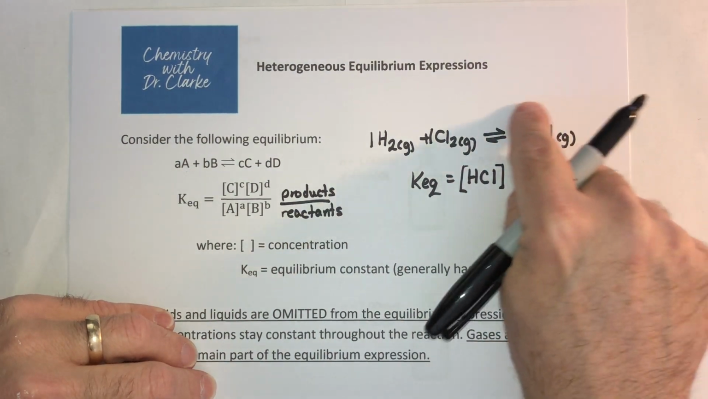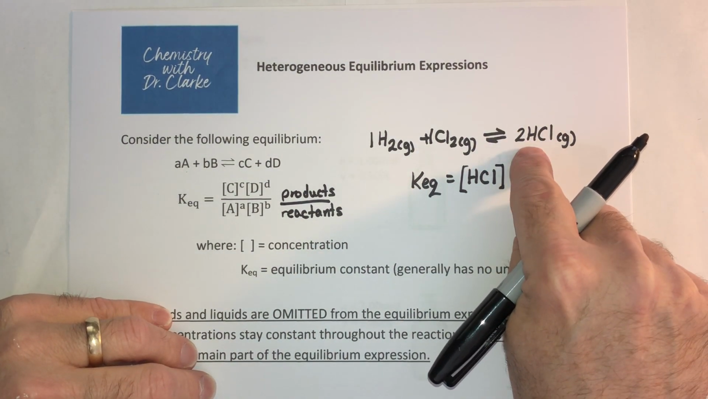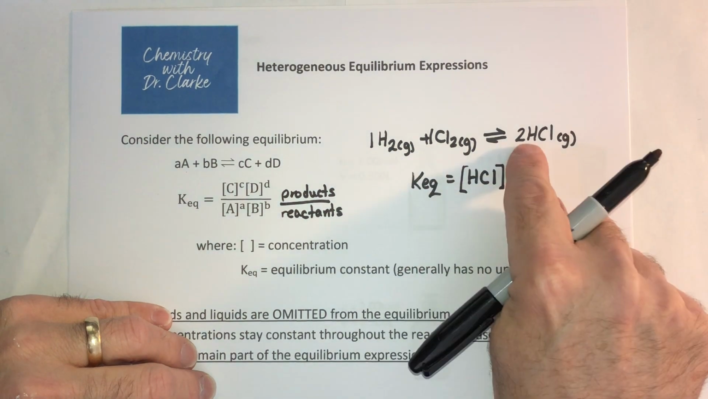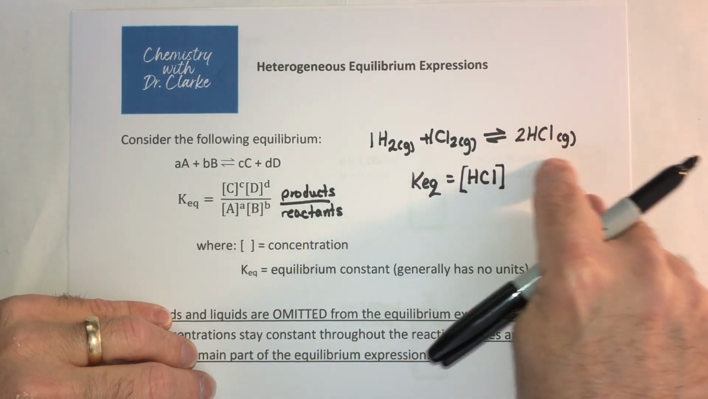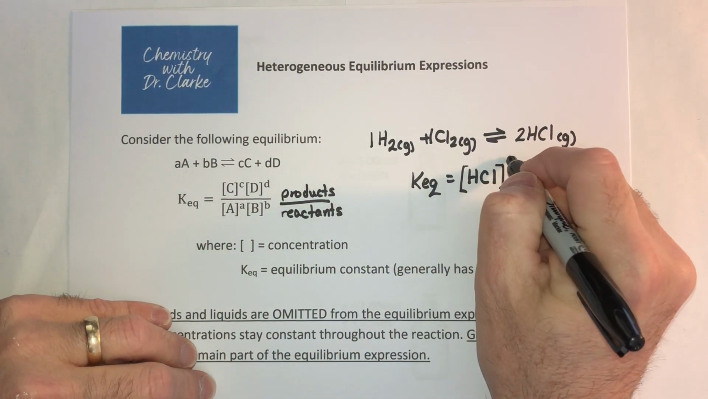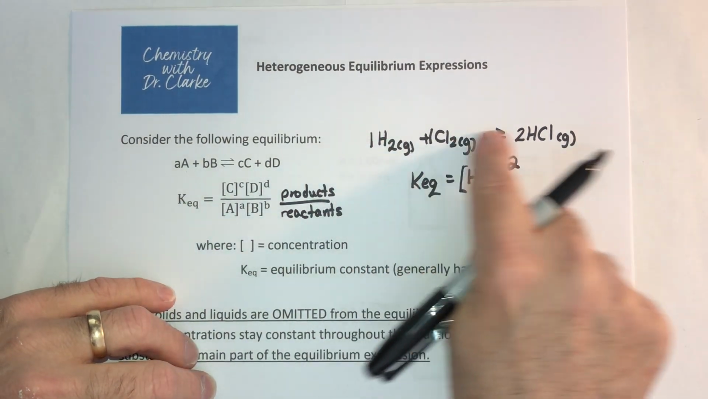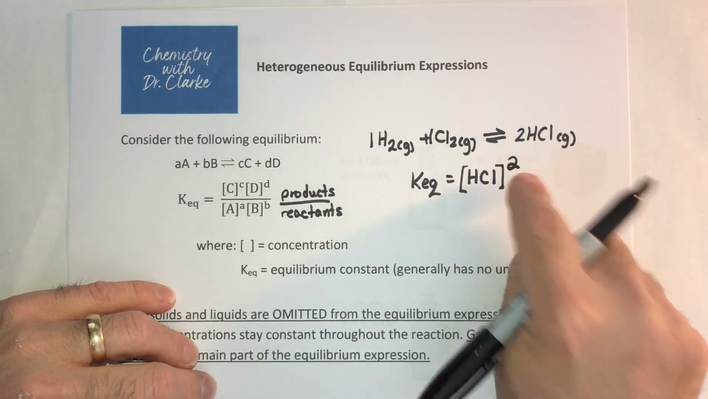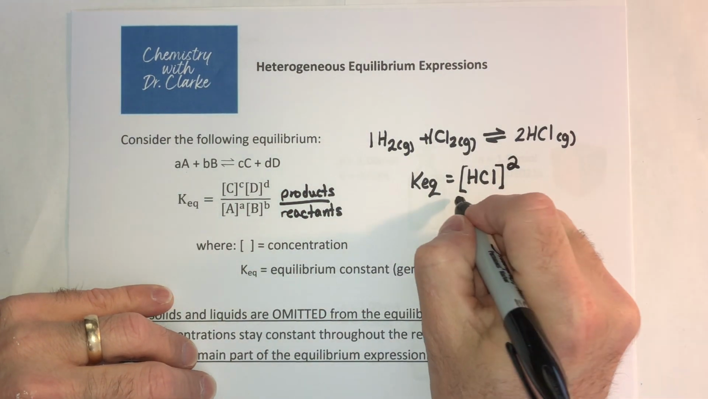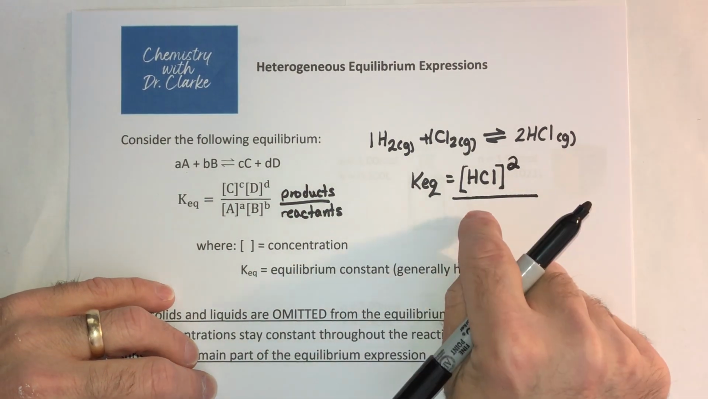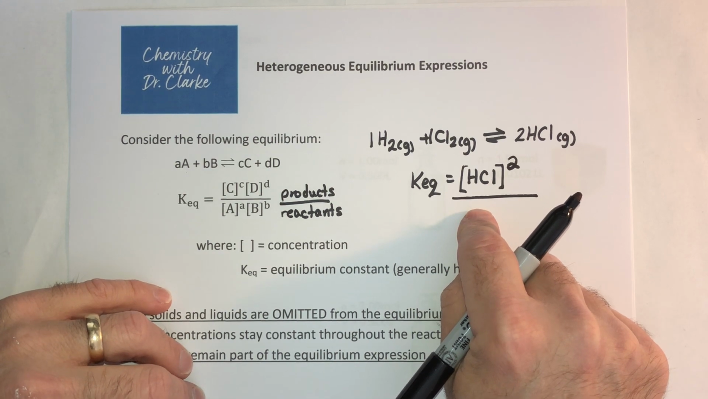Now, there was a 2 in this equation, right? In order to balance it, I had 1 to 1 to 2. Because there's a 2 here used to balance it, the power in the equilibrium expression will be a 2. You take the coefficients and turn them into powers. Divided by. Your reactants go in the bottom, the denominator.